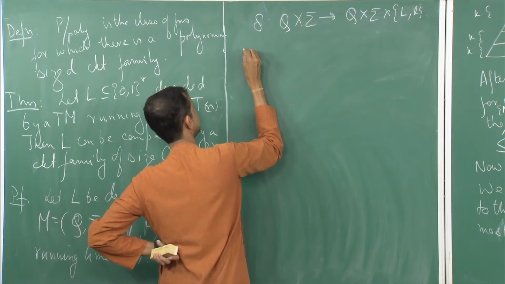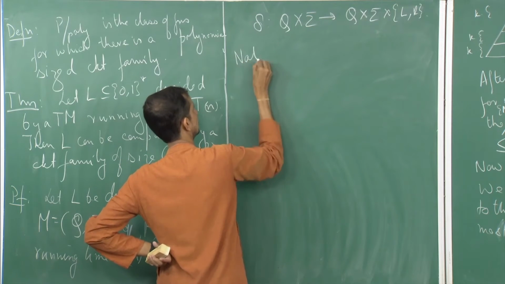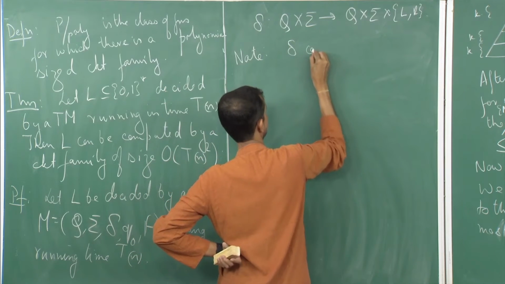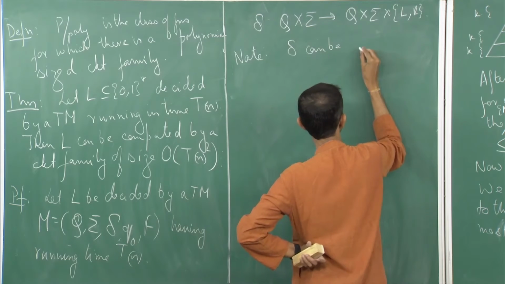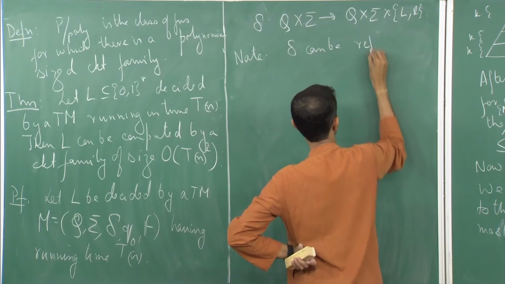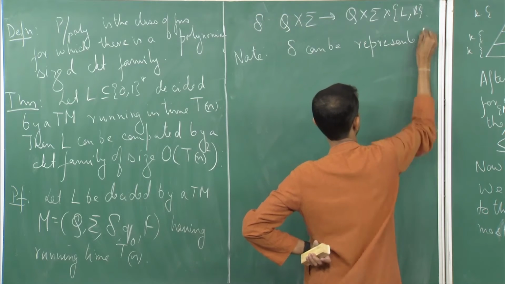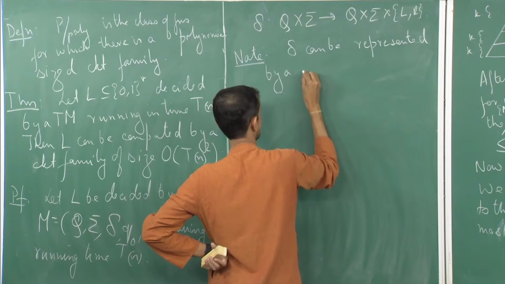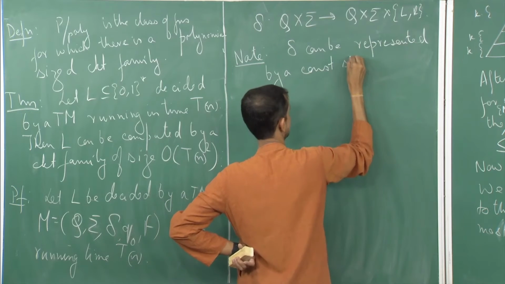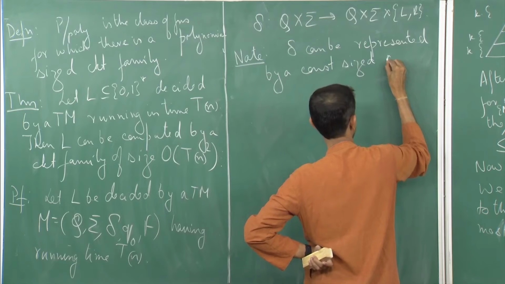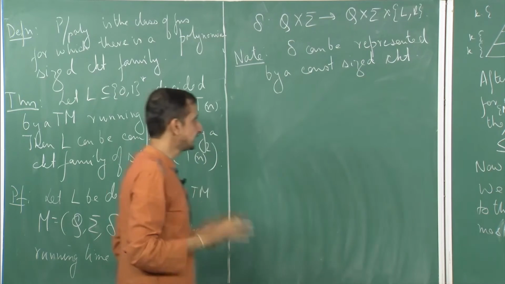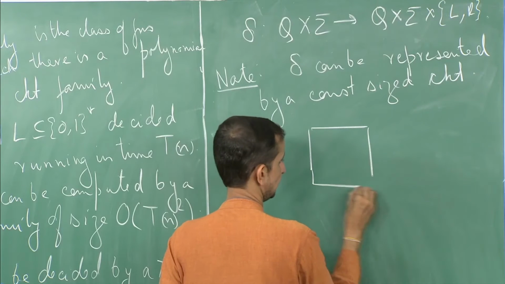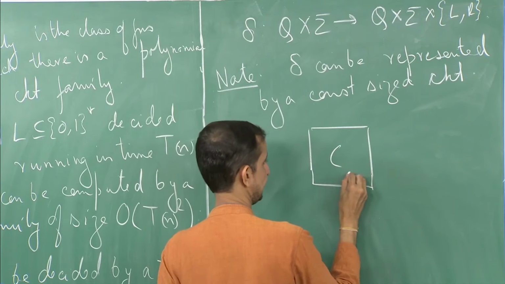So, the first observation is that delta can be represented by a constant sized circuit, and when I say constant, I mean that it is independent of the input. So, essentially it is a circuit which looks like this. Okay. So, let us give it a name, let us call it C delta.